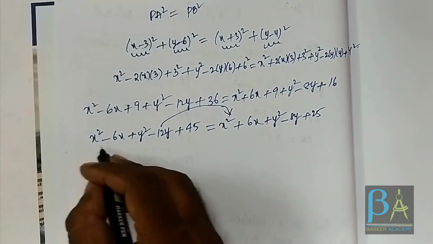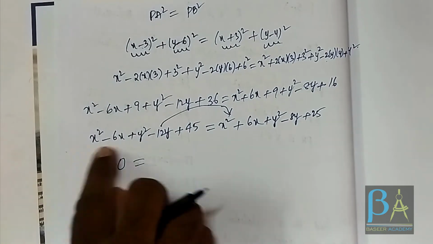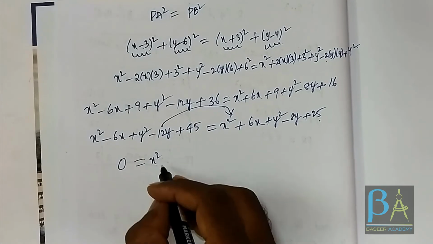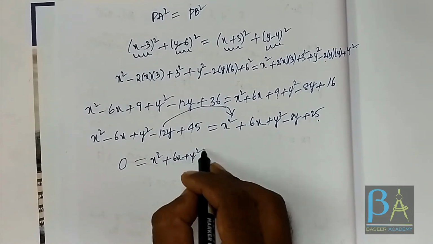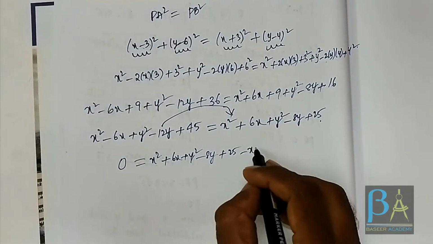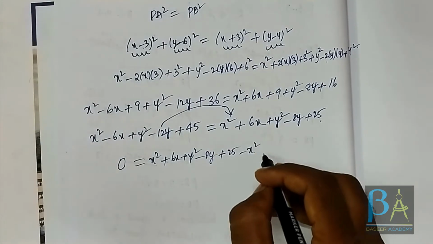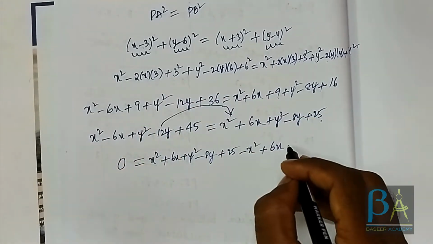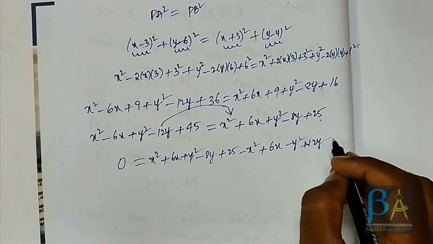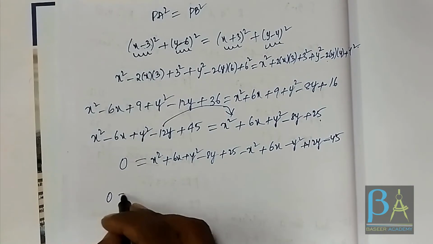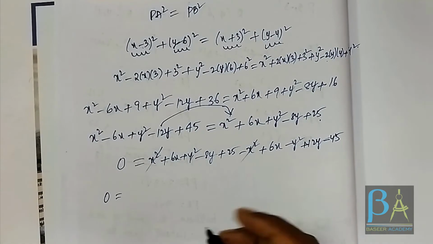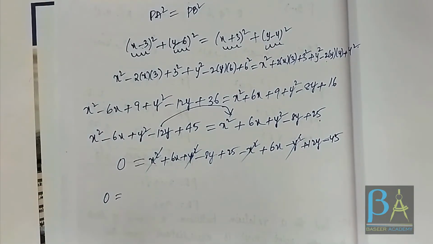So left hand side, nothing would remain, so you get a 0 here. I'm transposing the entire left hand side to the right hand side. Let me first write what is given on the right hand side. x square plus 6x plus y square minus 8y plus 25 plus x square. If I transpose it to the right hand side, it becomes minus x square, minus 6x will become plus 6x, plus y square becomes minus y square, minus 12y becomes plus 12y, plus 45 becomes minus 45. So what do we end up getting? This plus x square and this minus x square, they cancel out, and then this plus y square, this minus y square, they cancel out.